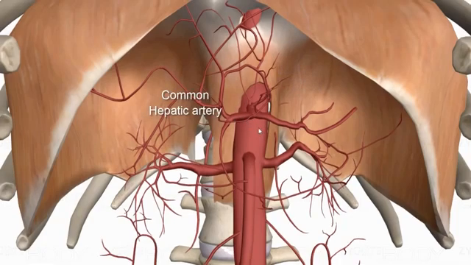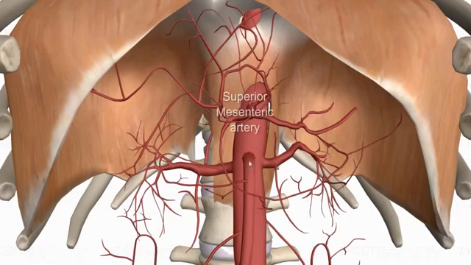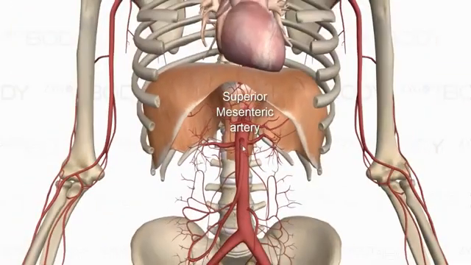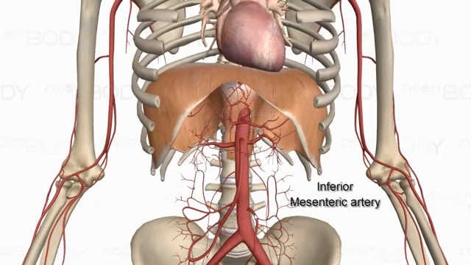And so as we move down from that, we're going to see the superior mesenteric artery, which is going to go to the right intestines. So the right side of the intestines. I'm going to skip way down here to the inferior mesenteric arteries, and they are going to pretty much feed the left side of the intestines.